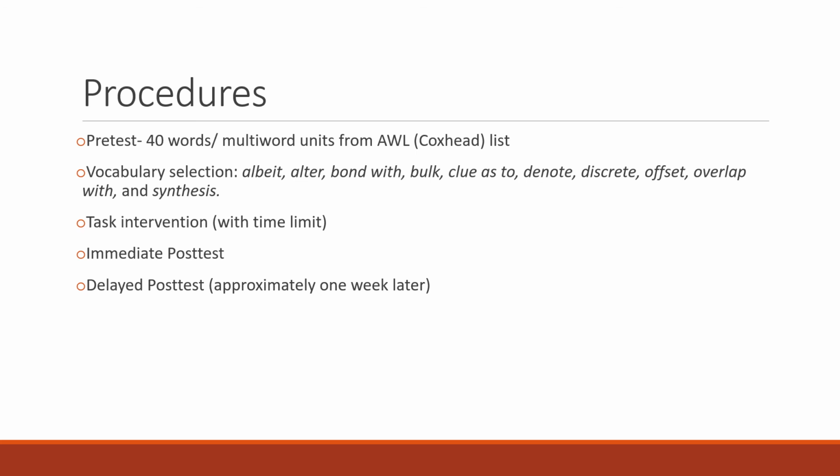So after they took the pretest, the 10 words that they knew the least were selected for the tasks. So the words were albeit, alter, bond with, bulk, clue as to, denote, discrete, offset, overlap with, and synthesis.